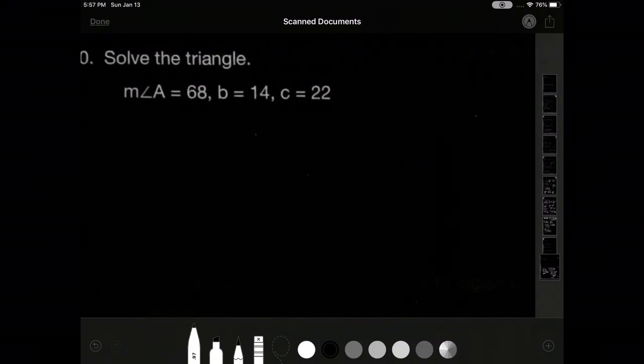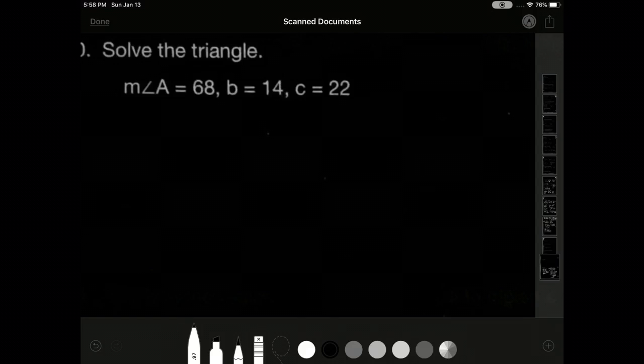Problem 90, we have to use law of cosines first because we don't have an angle and a side. We have angle A and we have side B and side C. So what we can do is set up the equation to find side A. So we have A squared equals B squared plus C squared.